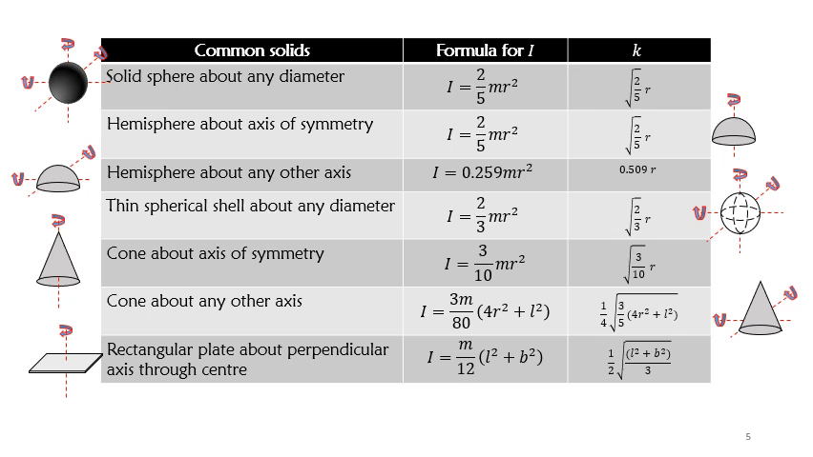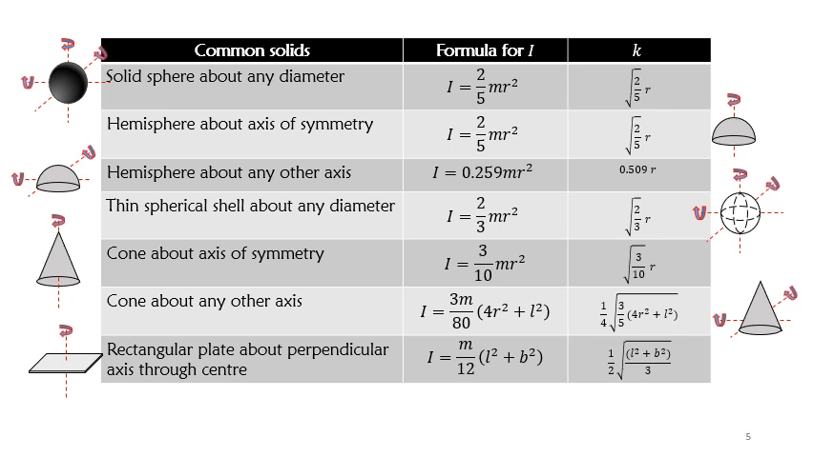Then for the hemisphere about its diameter, you have 2 over 5 mr squared. Same thing. But if the hemisphere is about any other axis, the first one is if the hemisphere is about the axis of symmetry, passing through and cutting the hemisphere into almost 2 equal halves, then K is equal to the square root of 2 over 5 r. But if the axis of rotation is at another position other than the center, then you have another value of K, which is 0.509 r.